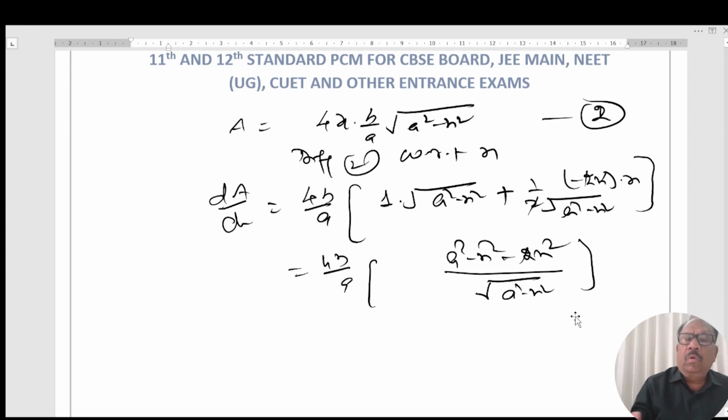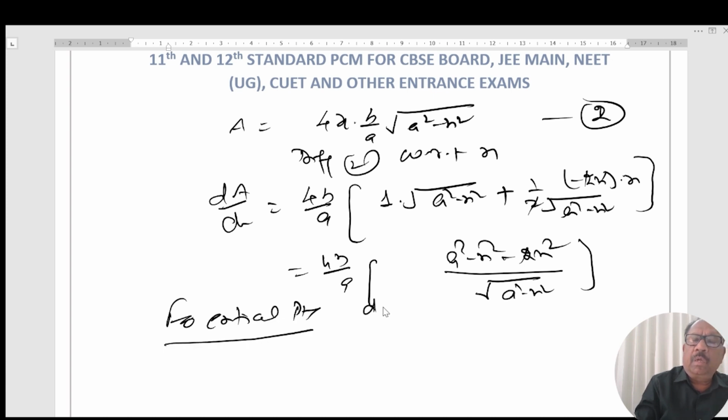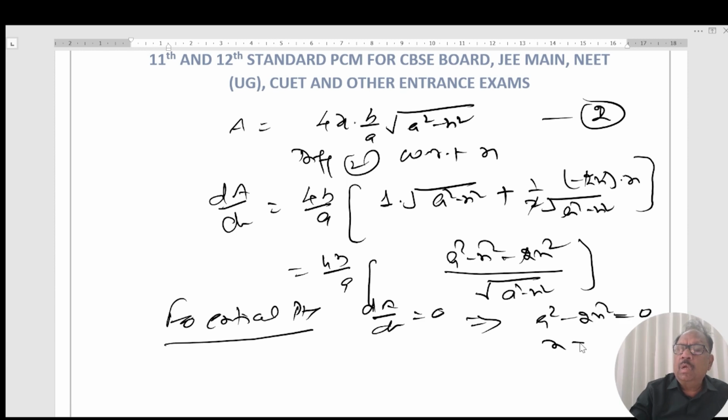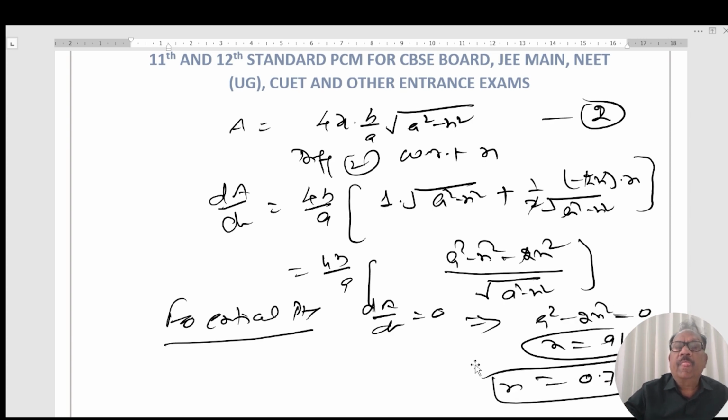Now, for critical points dA by dx equal to 0. So dA by dx equal to 0 means a square minus 2x square equal to 0. x equal to a by root 2, that is 0.7a. This is the critical point, right?